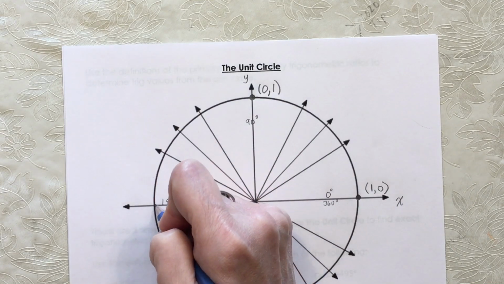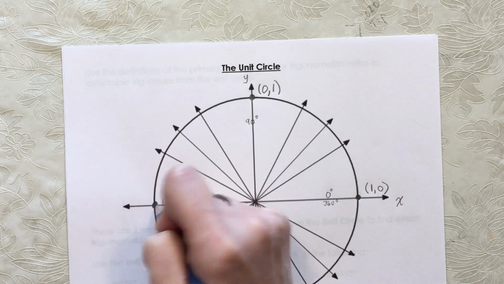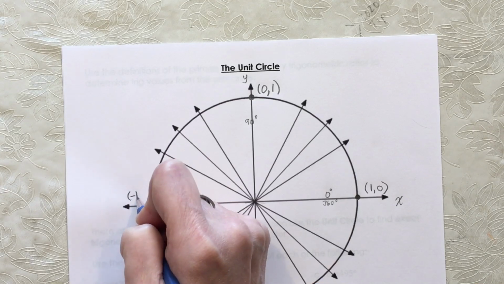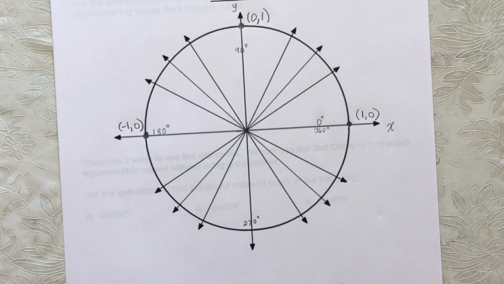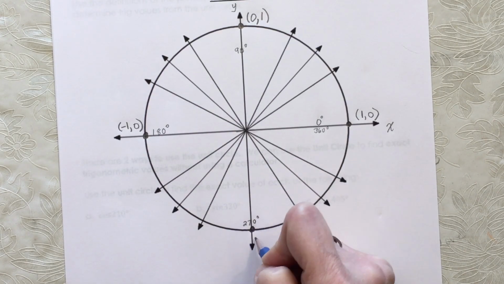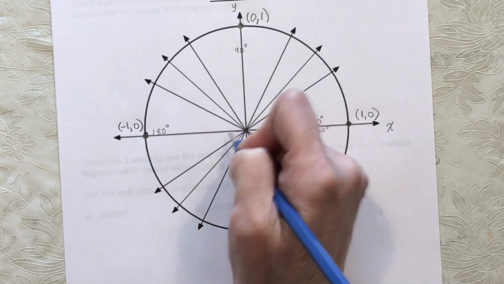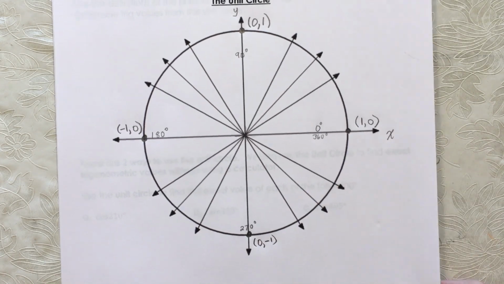And then on the left here, this point from 0, 0 would be -1 for the x, and then not up or down, so -1, 0. And then at the bottom, this point would be 0, -1, so not left or right, but down 1. And then again, 360 is back to 1, 0.